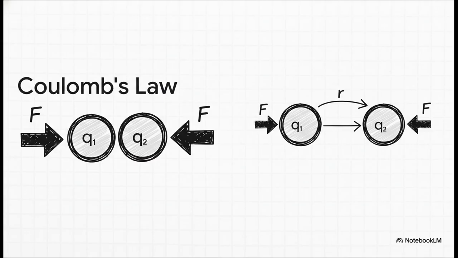The force, that's F, really depends on two big things. First, how much charge you have on each object. That's Q1 and Q2. The more charge, the more force. Makes sense. Second, the distance between them, which we call R. And just like gravity, the farther apart they get, the weaker the force gets. It drops off really fast, actually.